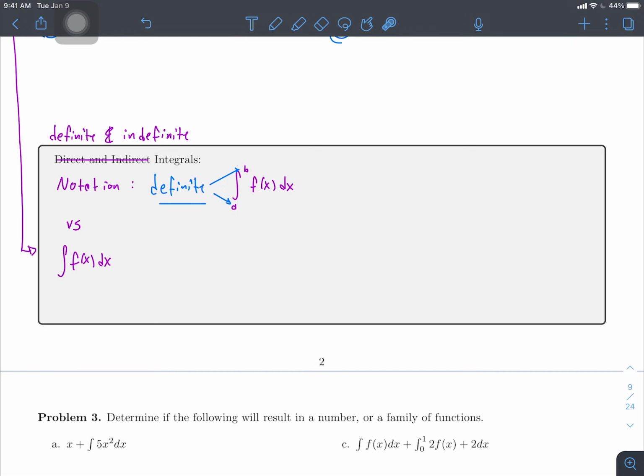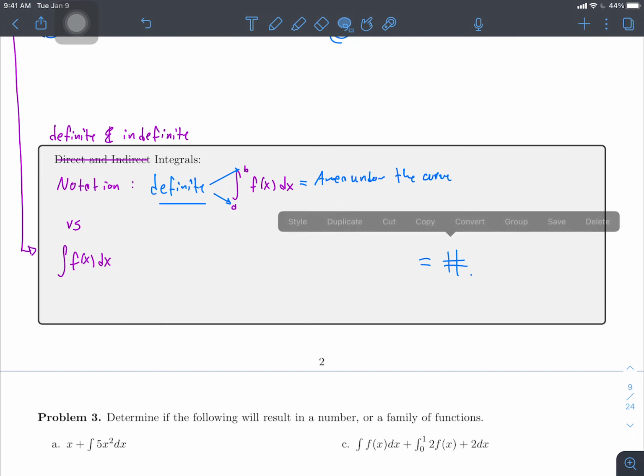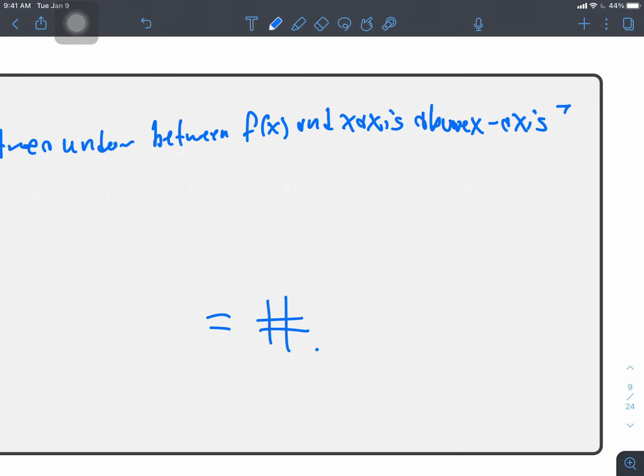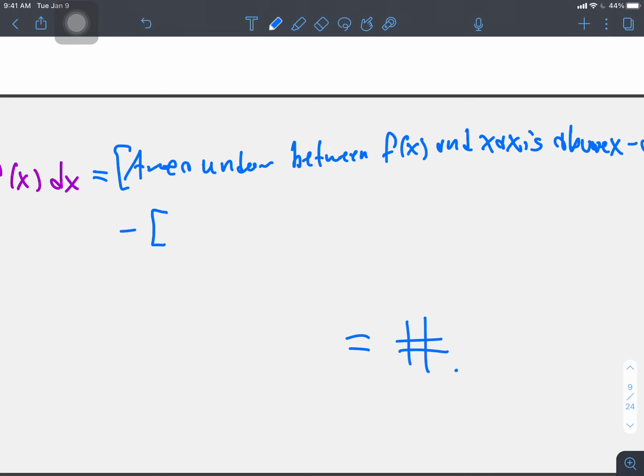Okay? Now, if I do the integral of a function from a to b, then this is defined to be the area under the curve from a to b, which is a number. Okay? There's some area under the curve. Well, actually, I should say area. I should modify this. I should say area between f of x and the x-axis, which is above the x-axis. And I'm going to take that number and I'm going to subtract the area beneath the x-axis.